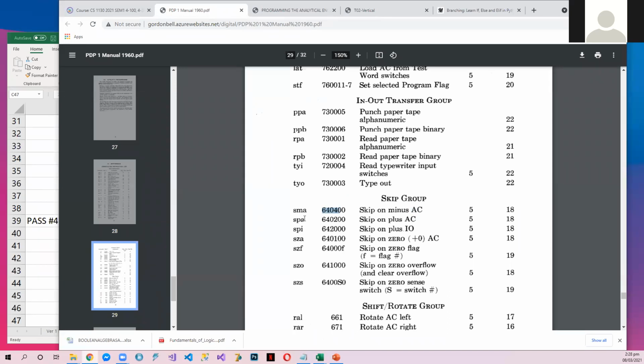SPA, okay, skip on a plus AC. Do you follow? So meron na siyang skip if positive, skip if negative. SPI, skip on plus IO, which means the IO register, not the AC. Skip on 0. If AC is 0, skip. Do you follow?